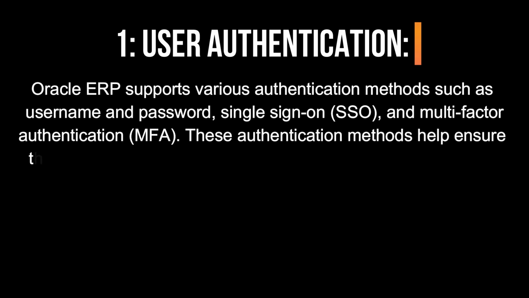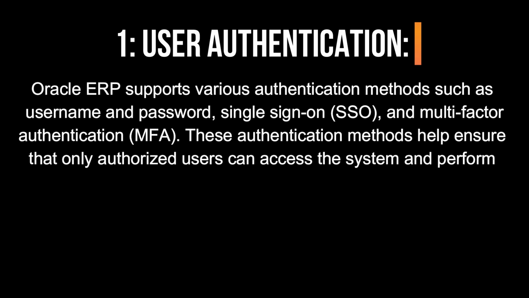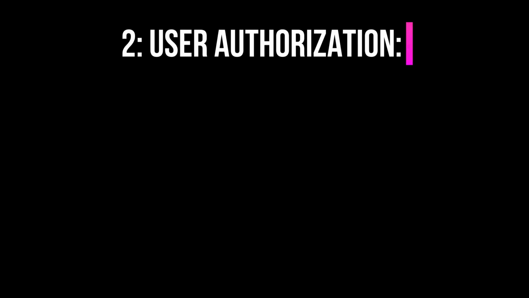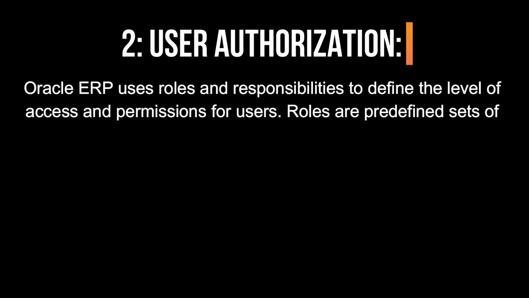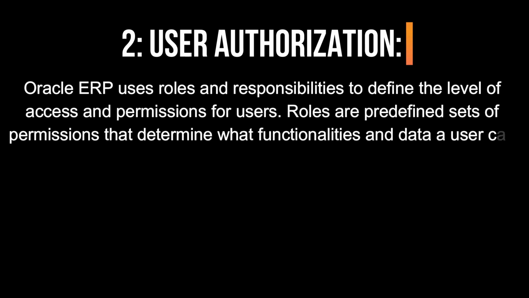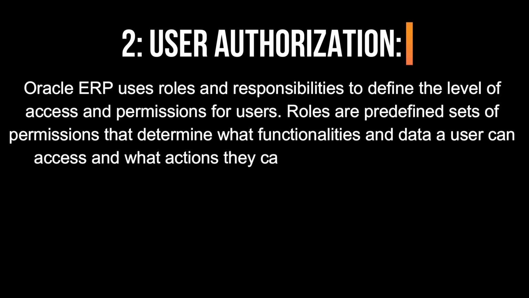These authentication methods help ensure that only authorized users can access the system and perform actions based on their roles and responsibilities. 2. User authorization. Oracle ERP uses roles and responsibilities to define the level of access and permissions for users. Roles are predefined sets of permissions that determine what functionalities and data a user can access and what actions they can perform within the system.